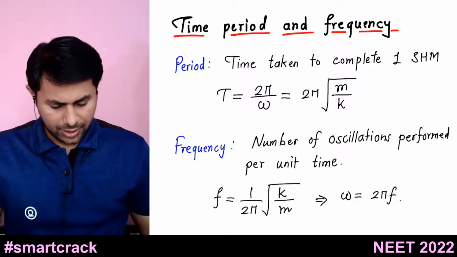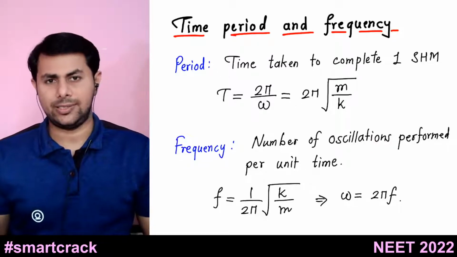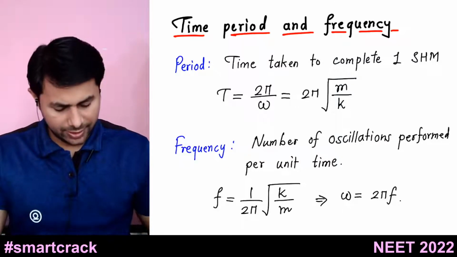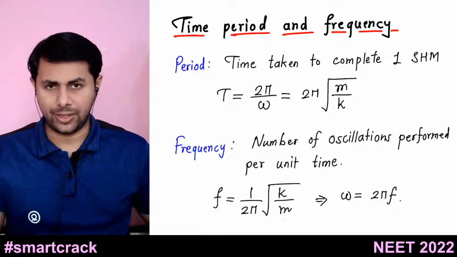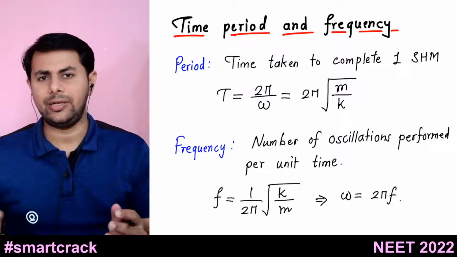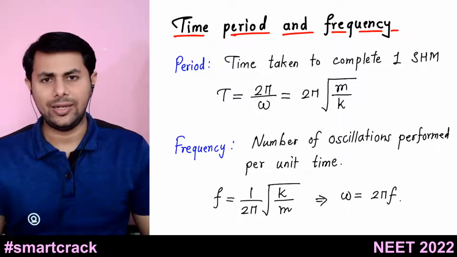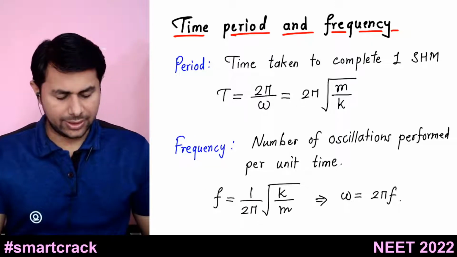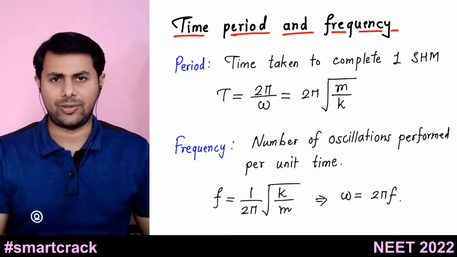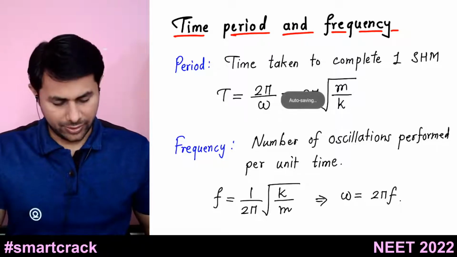After that, the number of oscillations performed per unit time is the frequency of these oscillations. So frequency is 1 upon 2 pi square root of k upon m. It's just the reciprocal of the time period. So omega equals 2 pi f. If you take this 2 pi to the left hand side, you will get omega equals 2 pi f, and it is known as the angular frequency of SHM.